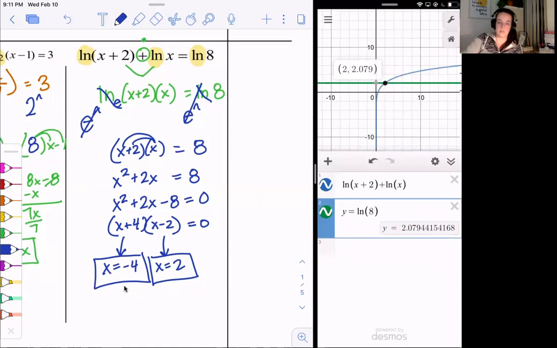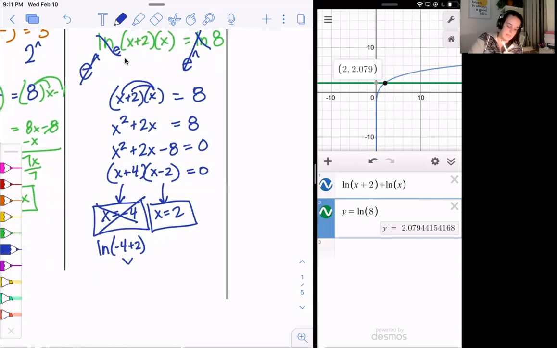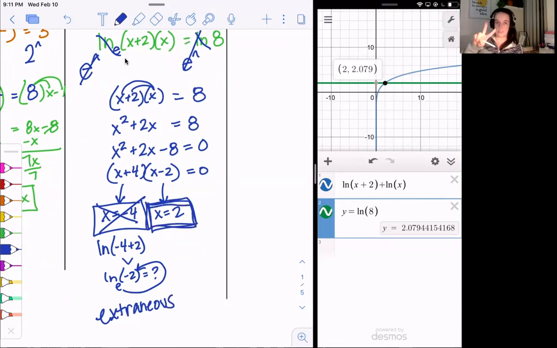So we have to ask ourselves, what happened? Why does negative 4 appear to be extraneous? Think about what would happen if I put negative 4 in here. If I tried to do the natural log of negative 4 plus 2, then I would get the natural log of negative 2. I have e to the power of what would give me negative 2? There's nothing. We can't do the log of a negative number. And so therefore, this is extraneous. There is only one solution, and that solution is 2.